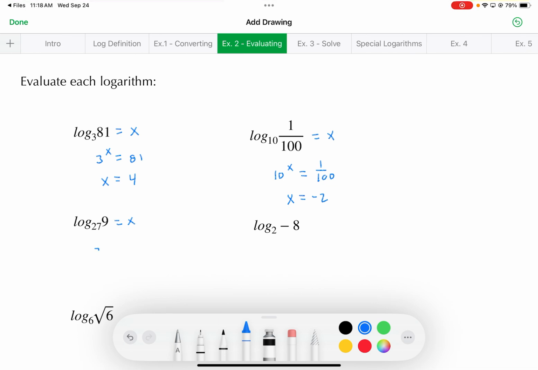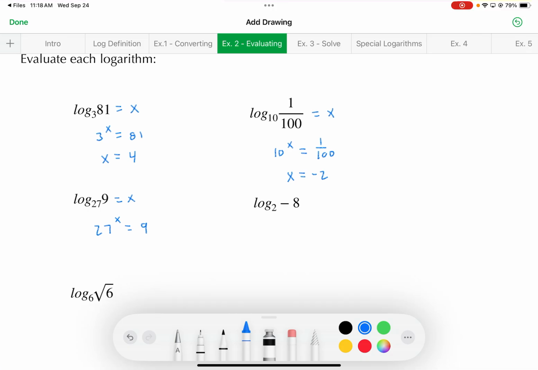Log base 27 of 9. 27 to the power of x equals 9. Okay, this one we might want to get a common base. Well, 27 is 3 cubed, so this becomes 3 to the power of 3x. 9 is 3 squared. So 3x would have to equal 2 there. X would then be 2/3. So log base 27 of 9 is equal to a value of 2/3.